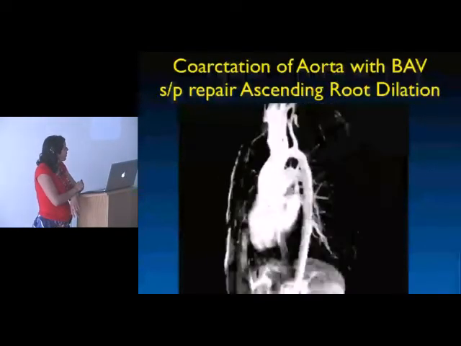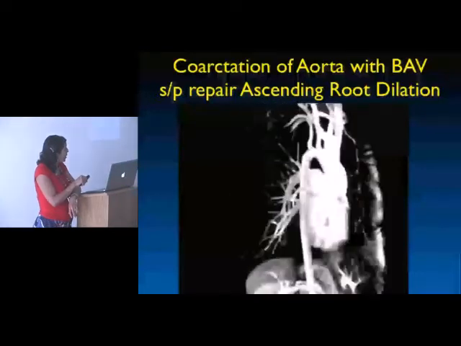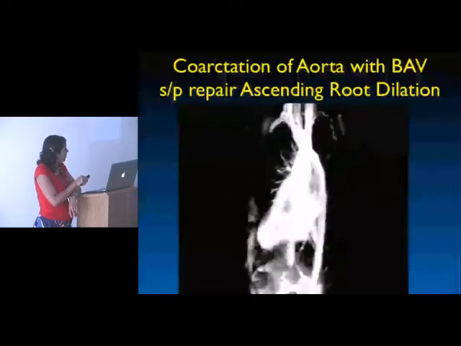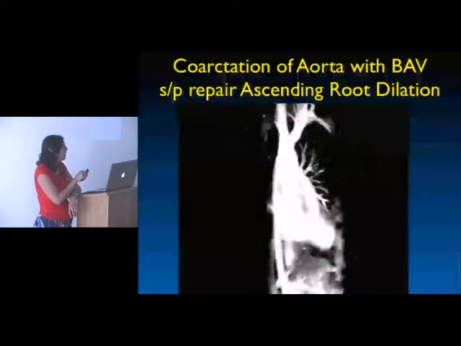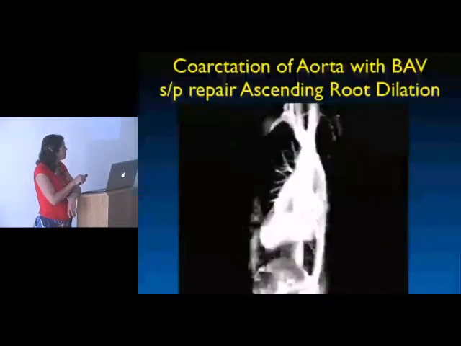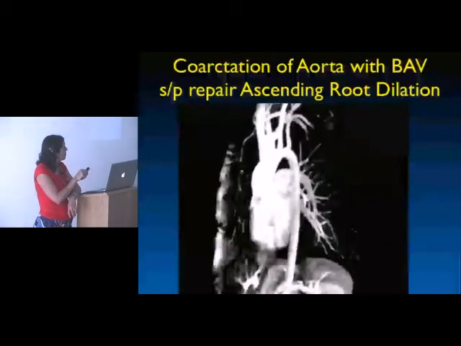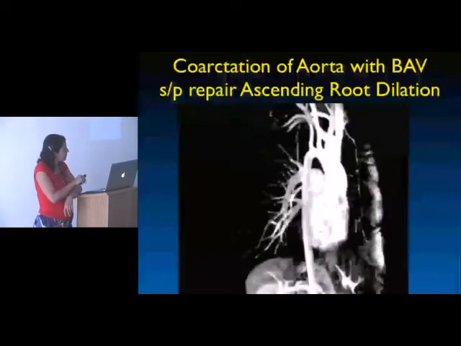As I said before, I'll talk more about bicuspid aortic valves tomorrow, but I wanted to show you how the bicuspid aortic valve region can definitely cause ascending root dilation. You can see quite a dilation in this patient all the way up to the head vessels, and really resolution of that more towards the descending aorta.